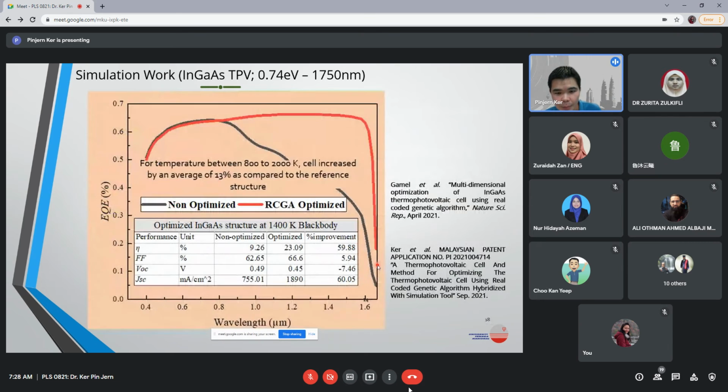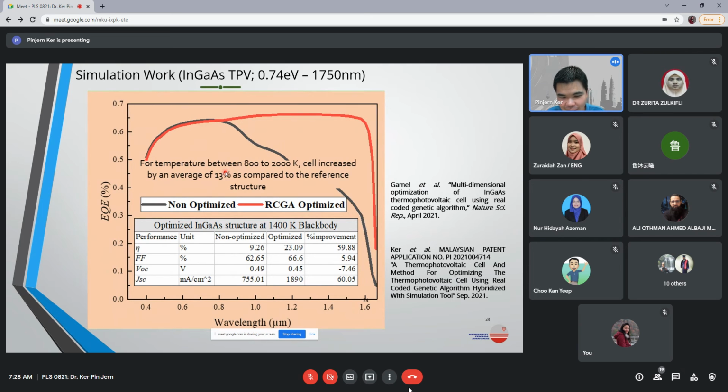From that, because of the limited reported work on indium gallium arsenide TPV, most of them were optimizing using a single component or single parameter. That is the reason why, when we incorporated the genetic algorithm and considered waste heat temperatures from 800 to 2000 Kelvin, we saw the cell efficiency increase by an average of 13%.